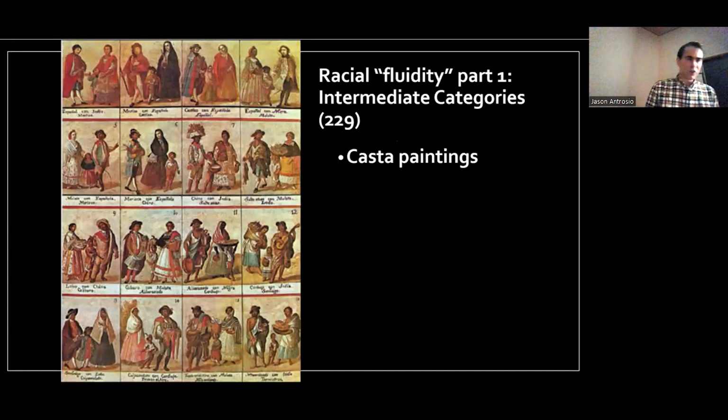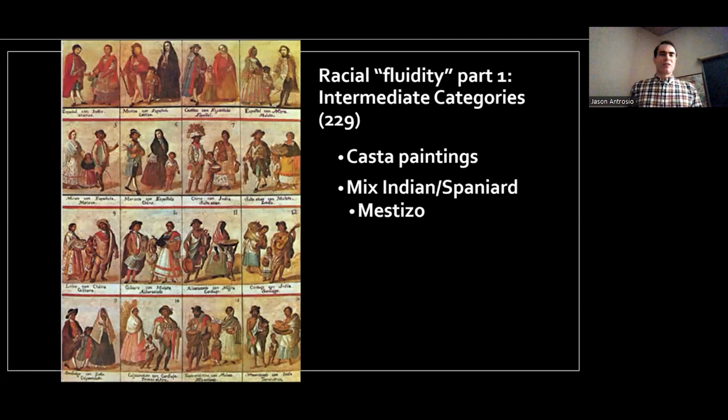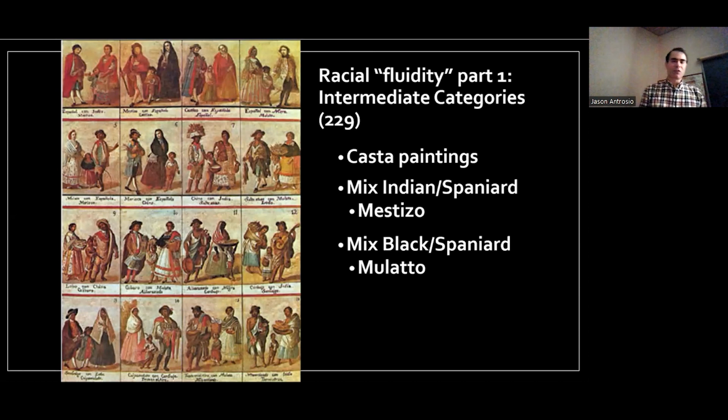This is something they mention in the book: these casta paintings. These were elaborations in which people would describe various mixes and then assign a category to them. You had like 16 different blocks on here. If you mix together an Indian and a Spaniard, then that would be a mestizo, or a mix. Whereas if you mix together someone from Africa, a black and a Spaniard, then that would be a mulatto, and that would be your category. You wouldn't be assigned to another category, you'd just be a mix.